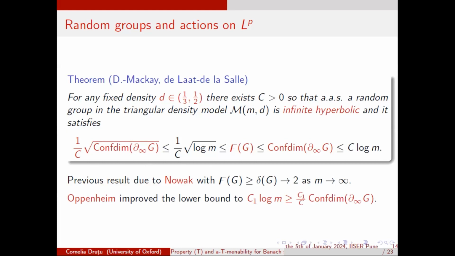So he removed the square root, which means now that what we know for the density between a third and a half is that this F of G measuring the strength of the fixed point property is comparable, grows at the same rate as the conformal dimension of the boundary, and they both grow at the rate of logarithm of n. What's the dependence of C1? It depends only on the density. So there is a bi-Lipschitz bit, but there is also a C1 bit. Yeah, it depends on the density. Yes.